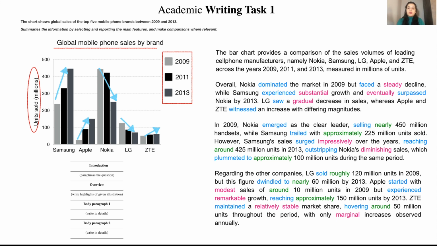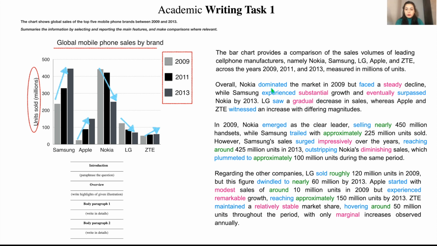Now, when it comes to vocabulary, the lexical resources, if we talk about bar chart, line chart, pie chart, table chart, all these four types of charts share the same key vocabulary when it comes to action verbs, adjectives, and adverbs. That's why I have mentioned these words. I have denoted these words in blue color and dark pink color.